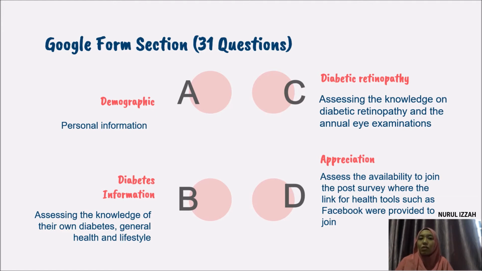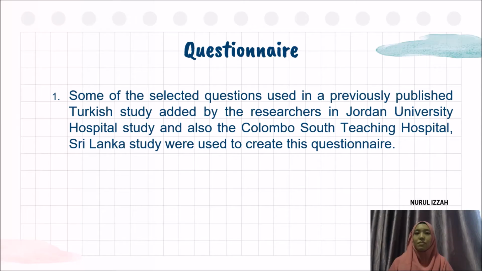The final and fourth section is about the appreciation, where we provide the link for help tools such as Facebook for them to join, which is the last question. From all the 31 questions, some were selected from questions used in the previously published Turkey study, the study by researchers at Jordan University Hospital, and the Colombo South Teaching Hospital Sri Lanka study, and were used to create this questionnaire.